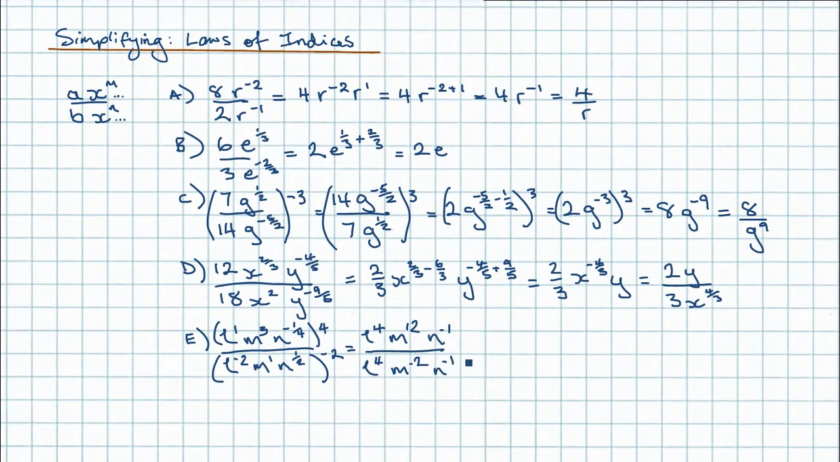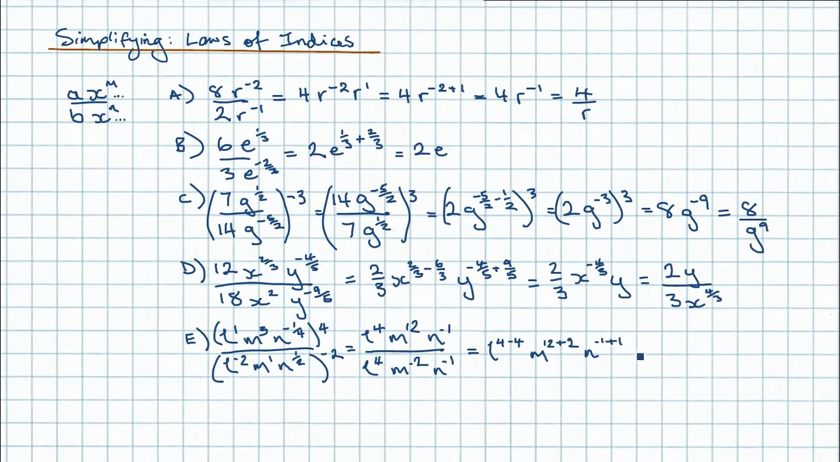But now we need to simplify top and bottom so that we've just got everything on one line, everything in the numerator. So we've got L to the 4 divided by L to the 4, or L to the 4 minus 4. So let's write it out like that. L to the 4 minus 4. We've got M to the 12 minus minus 2, so it's 12 plus 2. And we've got N to the minus 1 minus minus 1, so plus 1.